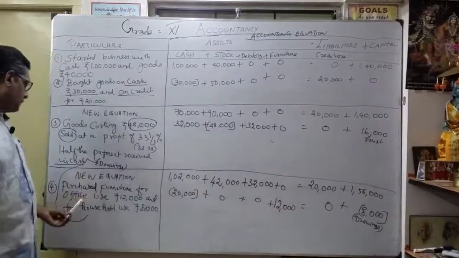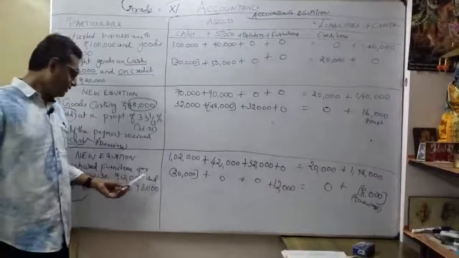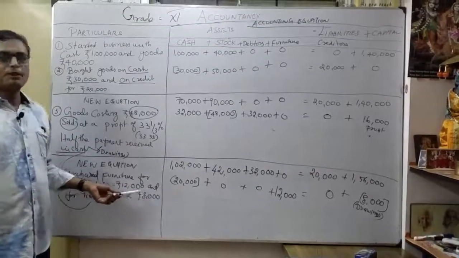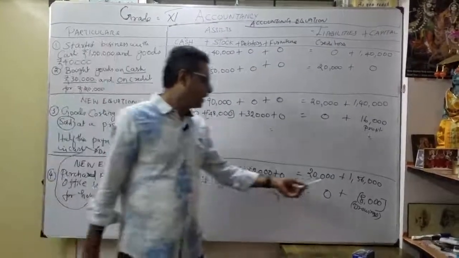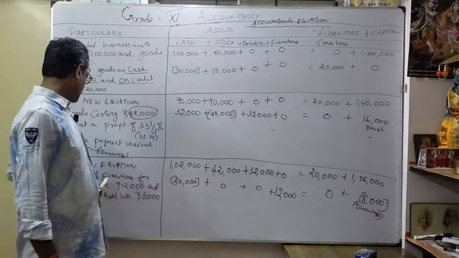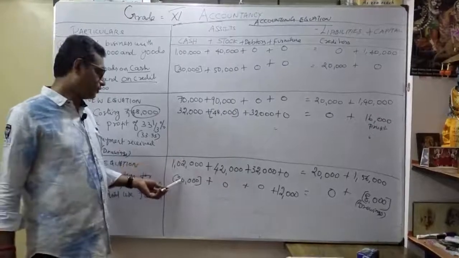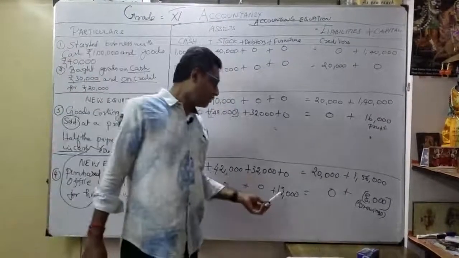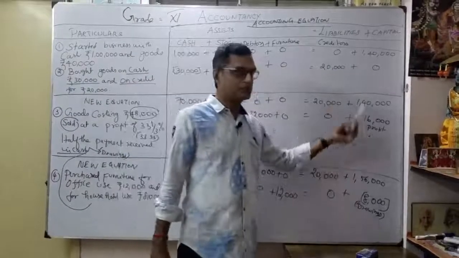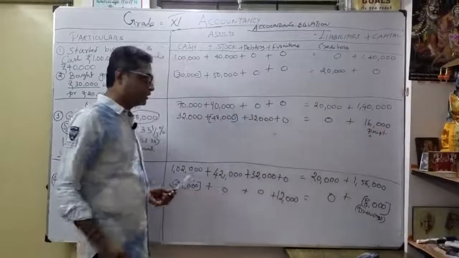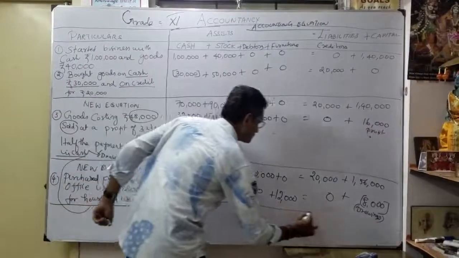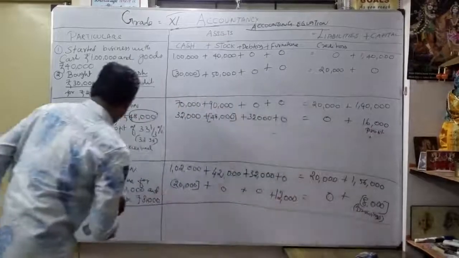Now understood? Purchased furniture for office use 12,000 and for household use 8,000. Whatever household use for our personal use, 8,000, I am going to deduct from my capital. Similarly, my 20,000 is the entire cash. Furniture I got 12,000, correct? 12,000 in the form of furniture, 8,000 for my personal use. Okay, that's what 20,000 reduced. Now going to form the new equation. Okay, so what is my new equation?